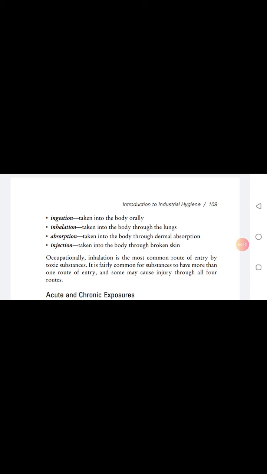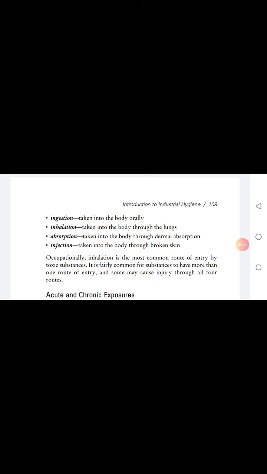Number three is absorption. Taken into the body through dermal absorption. Dermal absorption means when a toxic material absorbs on your skin, like if a liquid like concentrated acid falls on your skin, on your hand while doing some experiments, then obviously it will burn your skin. Why? Because it's absorbed on your skin. So that's the meaning of dermal. It's absorbed on your skin.